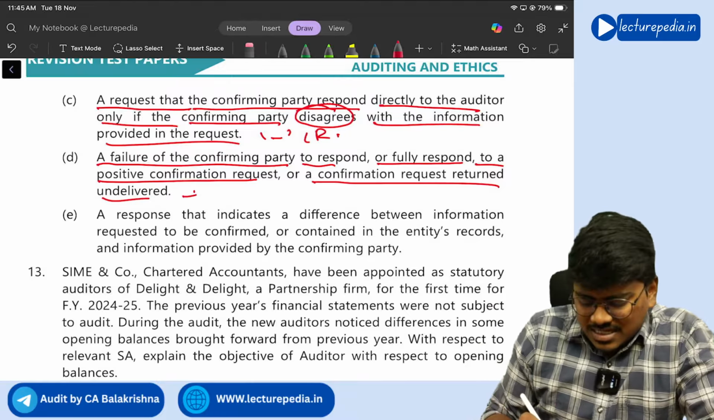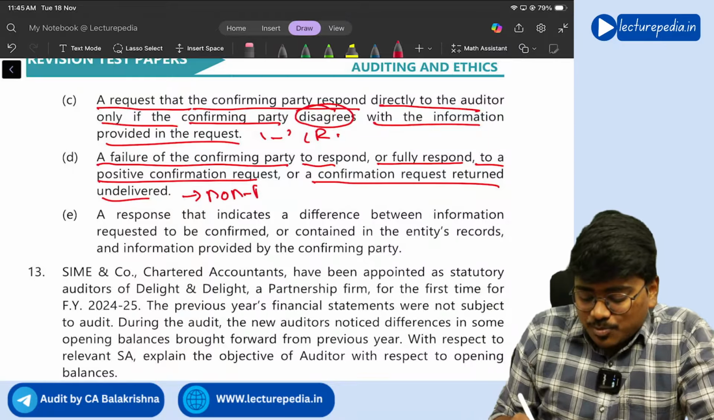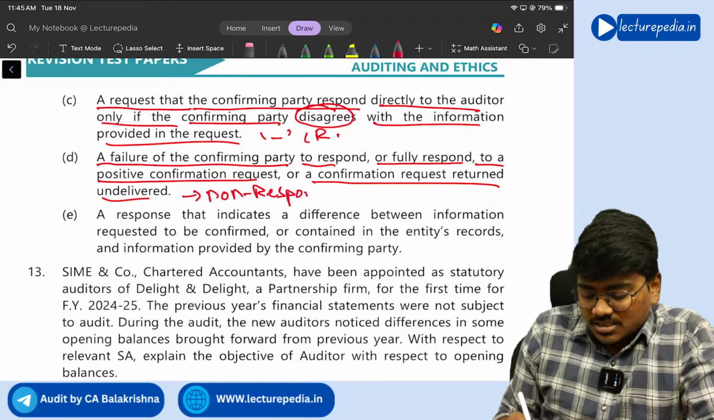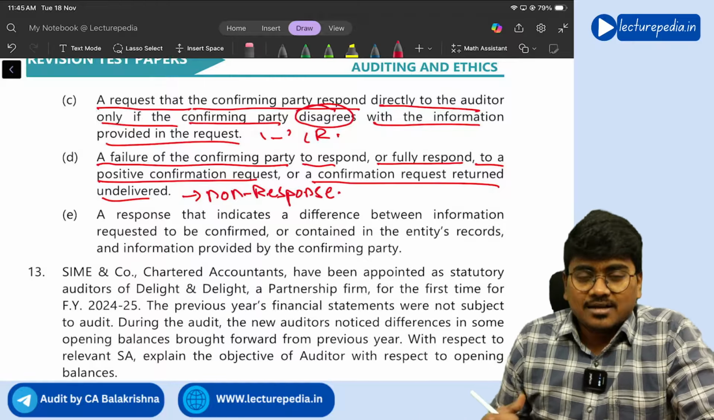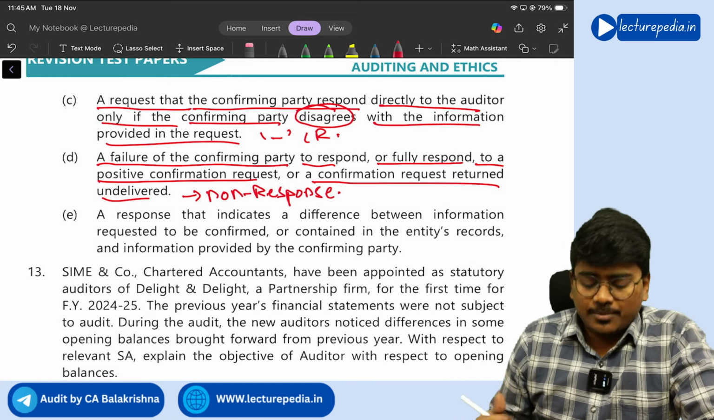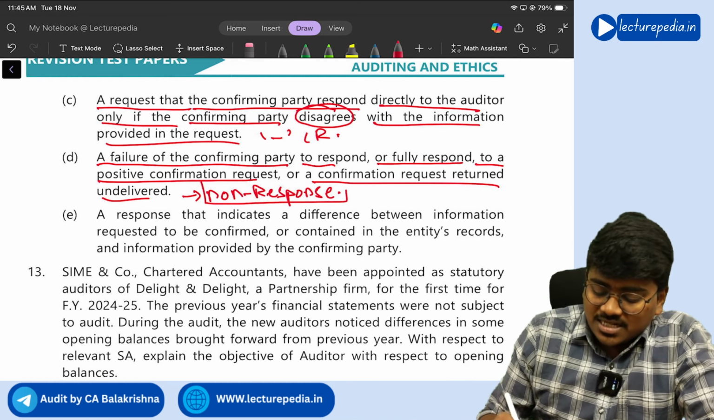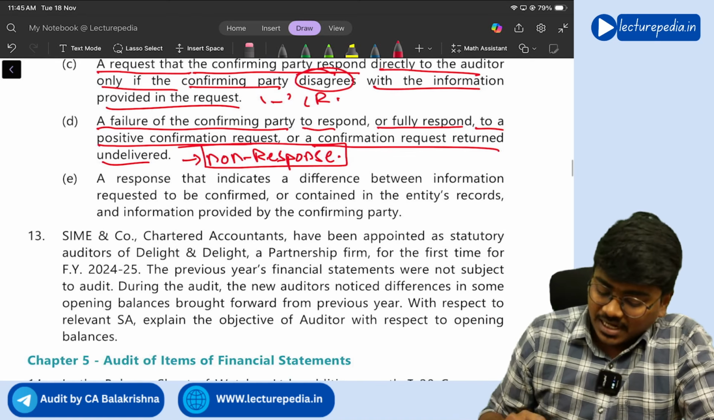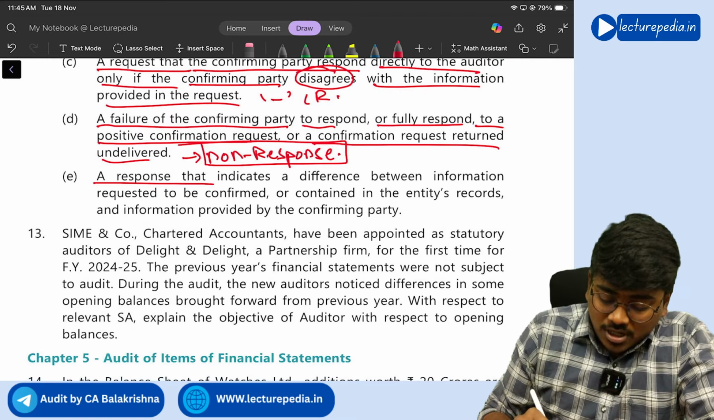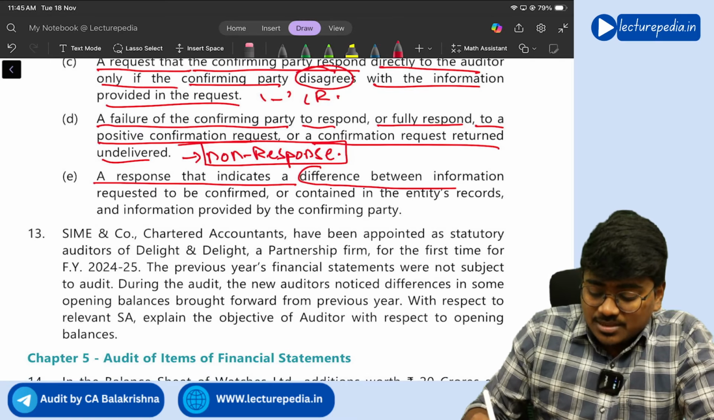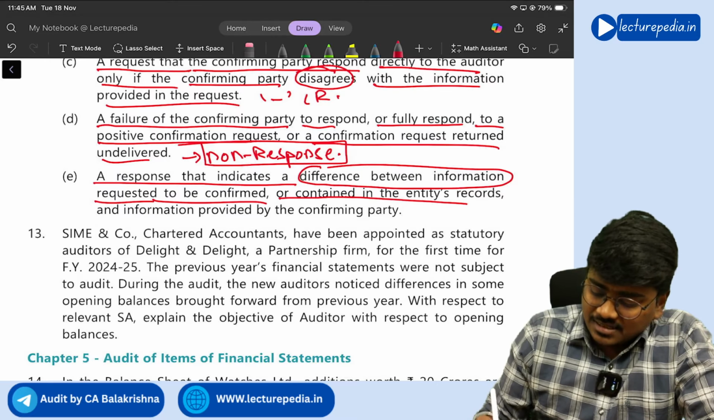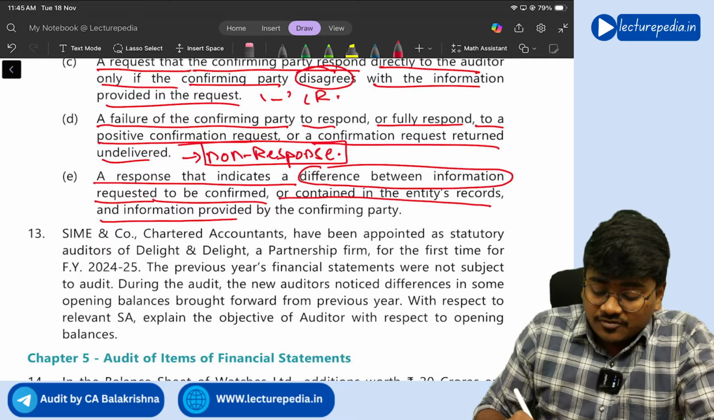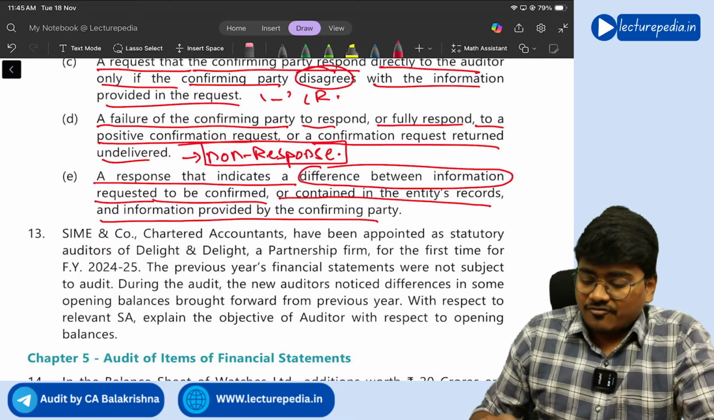You will call this as non-response. Correct or not? If you haven't received any response from the confirmation party or confirming party, you will call such a situation as non-response. Next, a response that indicates difference between information requested to be confirmed or contained in the entity's records and the information provided by the confirming party.